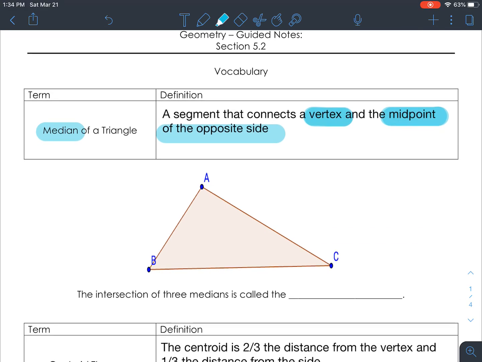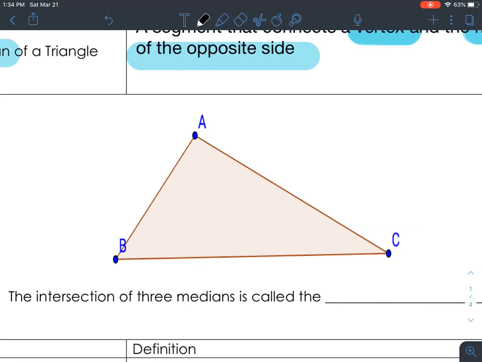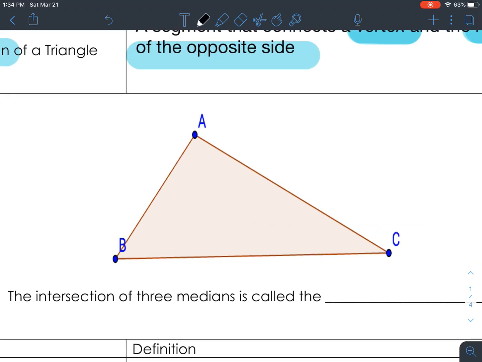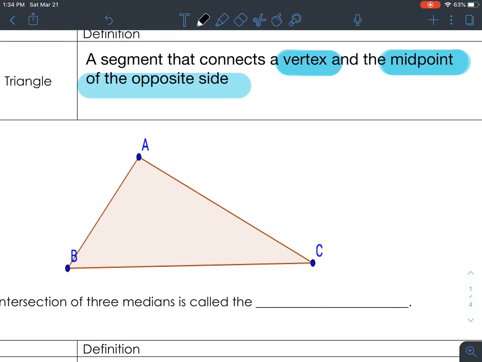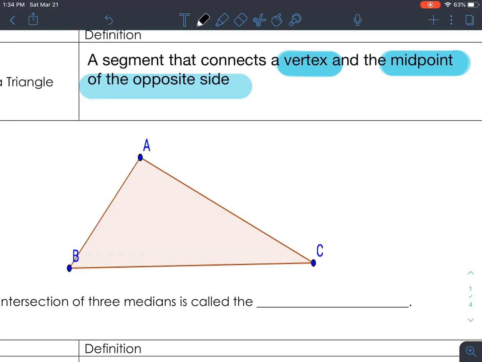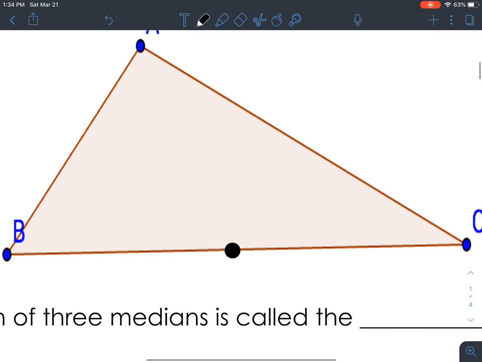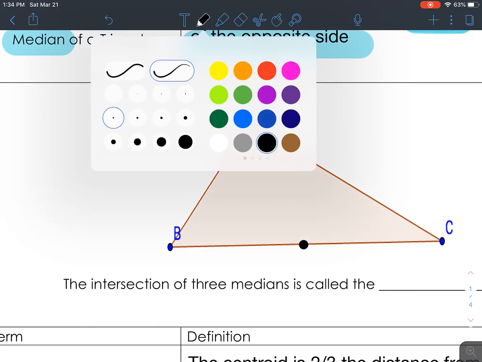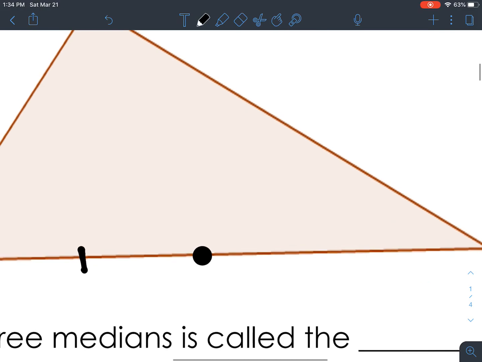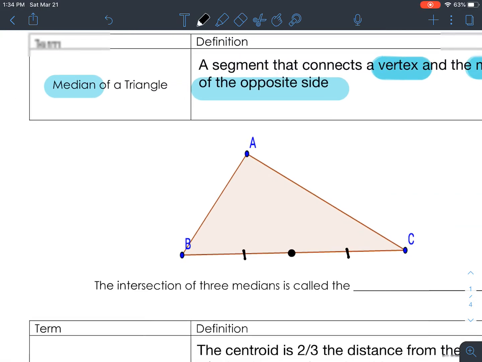So if I wanted to draw the median of this triangle that I've already provided for you, coming from vertex A, the definition is it's a segment that connects the vertex and the midpoint of the opposite side. So the opposite side of A is side BC. So what I'm going to do first is eyeball the midpoint. And to show that it's a midpoint, I'm going to say this segment has to be congruent to this segment. And then I'm going to draw the segment that connects A with that midpoint. So that's a median right there.